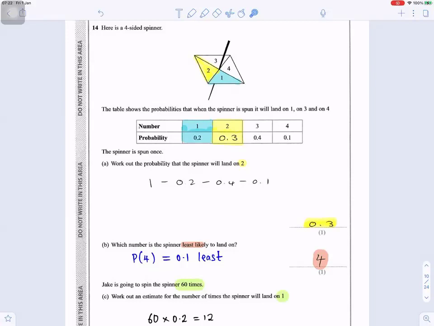Jake is going to spin the spinner 60 times. Work out an estimate for the number of times the spinner will land on 1. The probability of the spinner landing on 1 is 0.2. And for 60 times, the expectation would be the number of times multiplied by the probability. So 60 times 0.2 gives you 12.